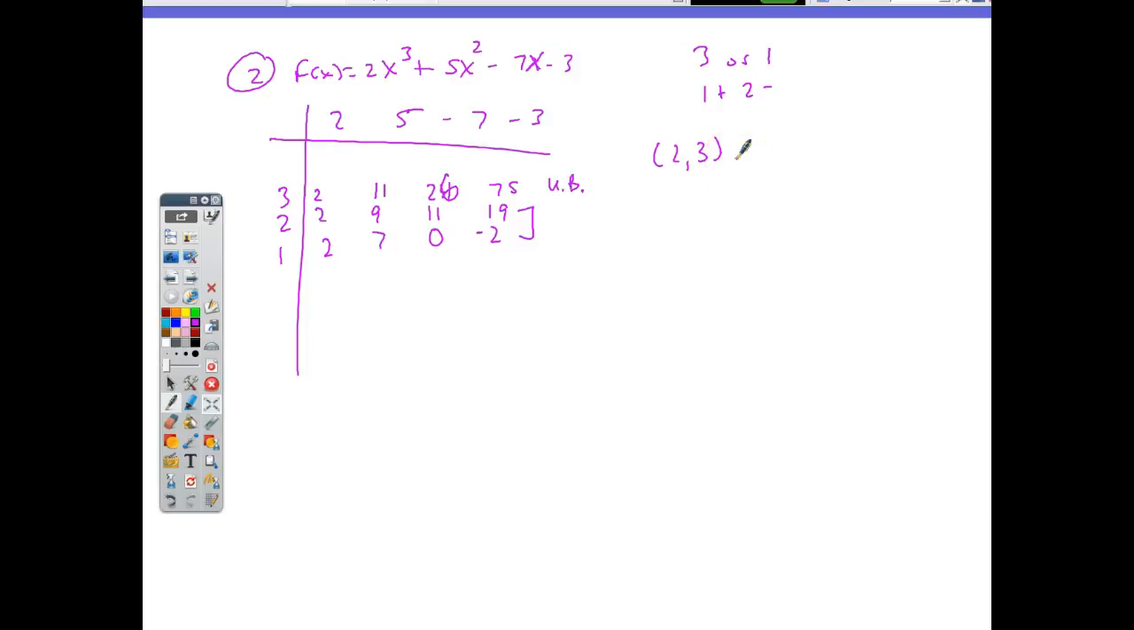I found 1 positive. Yes? 1 and 2. There's 1. Oh, sorry. 1 and 2. Thank you. Don't go with 2 and 3. It's between 1 and 2, right? Because that's where the sign changes, right? Thank you. All right. I found a positive 1.